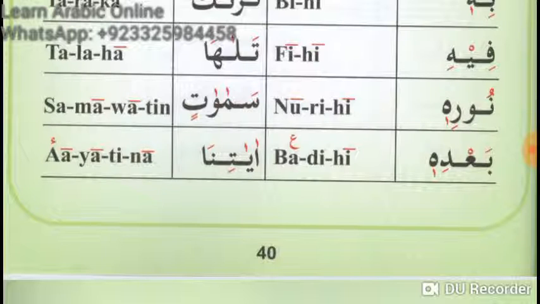Wait a minute, you said something about a sukoon? Yes, there is a sukoon on wow, but it is not written. How will I know when there should be a sukoon there? Actually, in Arabic we don't write these vowels like kasra, fatha, dhamma. We write all these words directly. So slowly we will start removing these vowels. A time will come when you will not see a single vowel on these alphabets, but you will pronounce all these alphabets.